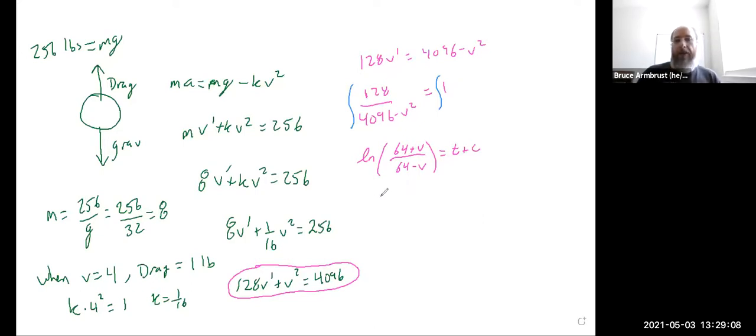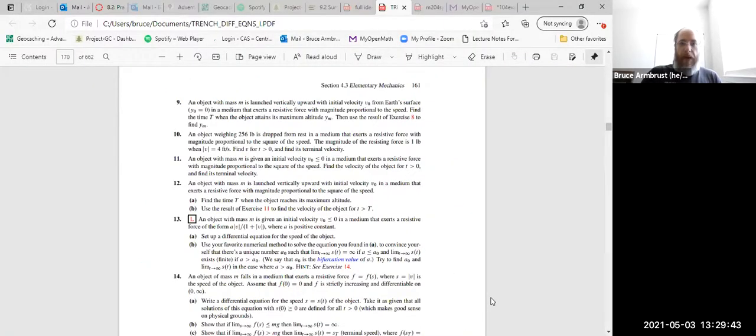All right, so then we run the hook. And I'm officially bored with this one. You guys can work your way to solving it for v, but you see exactly what you need to do at this point. But the one thing we can do is actually take care of that c, because if we go back and look at it, let's see what it said. I think they gave us initial. The object weighing 256 is dropped from rest.